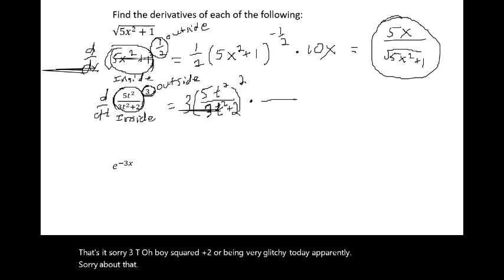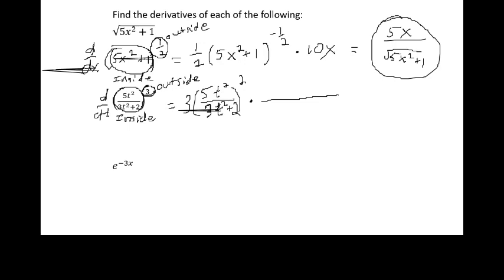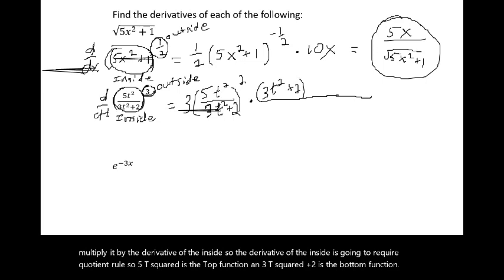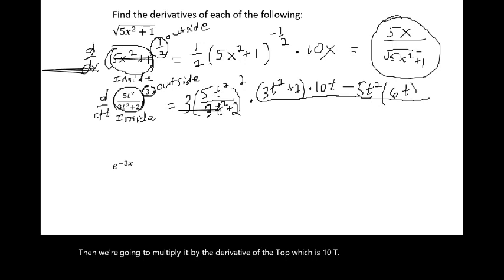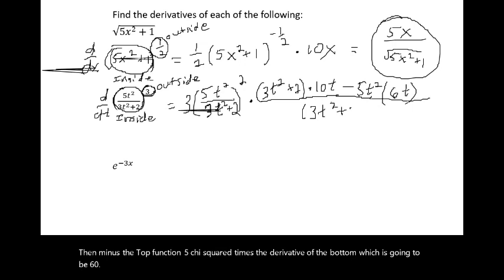So the derivative of the inside is going to require quotient rule. 5t squared is the top function and 3t squared plus 2 is the bottom function. For quotient rule, we're going to start with the bottom function left alone, 3t squared plus 2, then multiply it by the derivative of the top, which is 10t. Then minus the top function, 5t squared, times the derivative of the bottom, which is going to be 6t. Then we're going to divide all of that by the entire bottom function squared, 3t squared plus 2 squared.